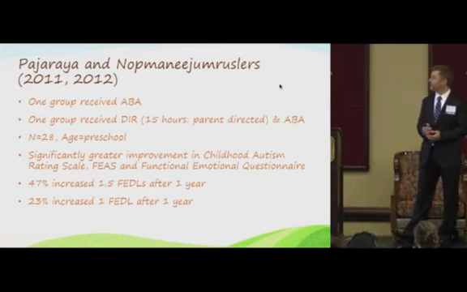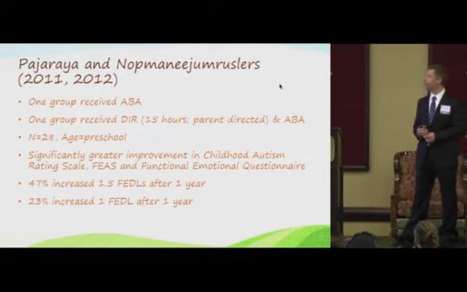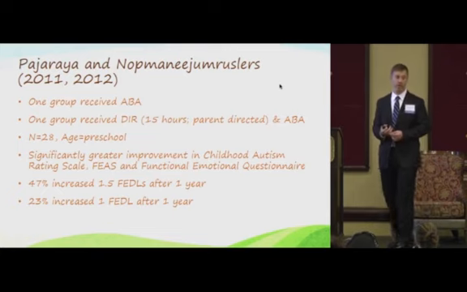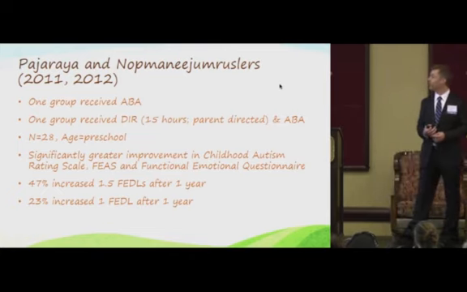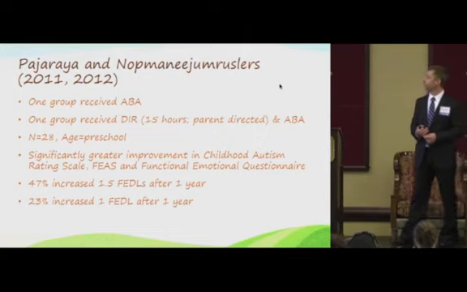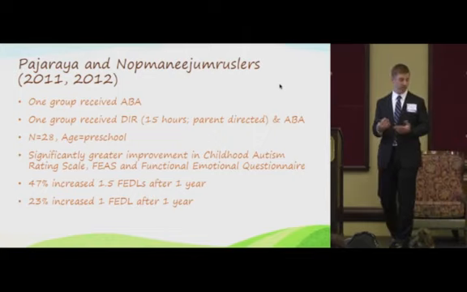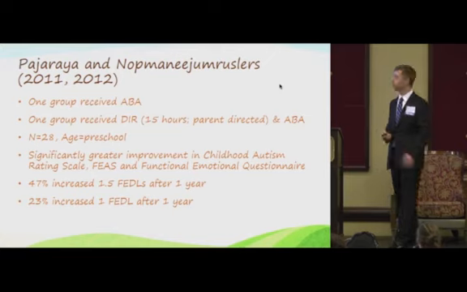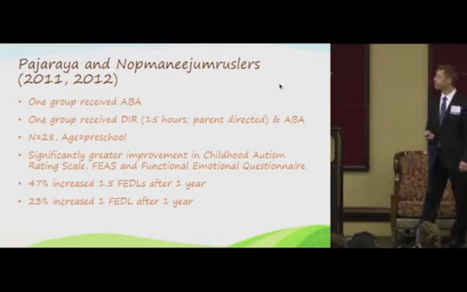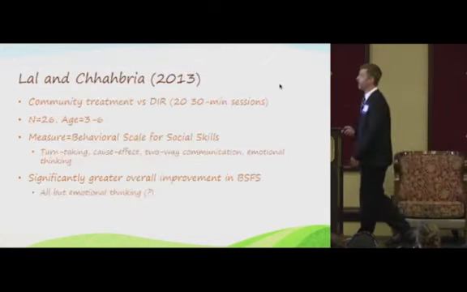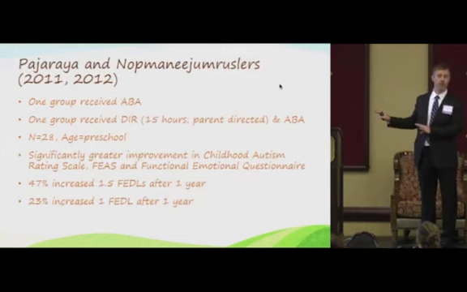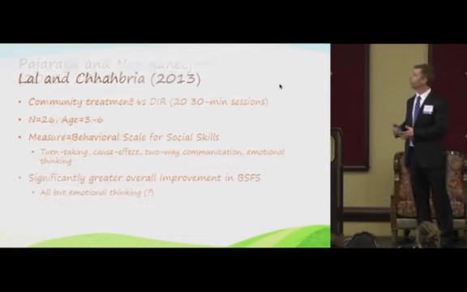They did a follow-up study in 2012 after one year, and they found that 47% of the kids increased by 1.5 functional emotional developmental levels, and 23% increased by 1. So about 70% of the kids increased by at least one functional emotional developmental level after a year. Again, a randomized control study. This is good evidence.